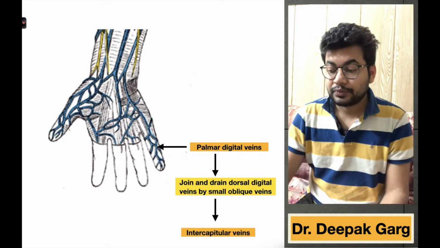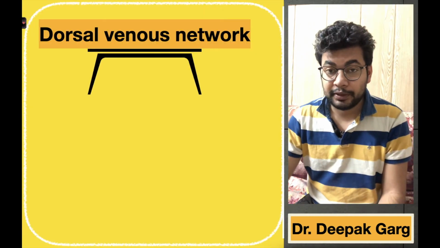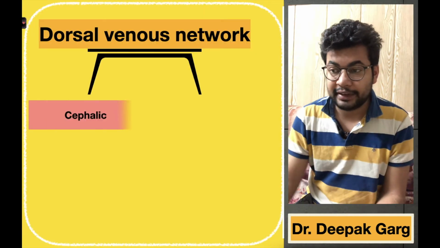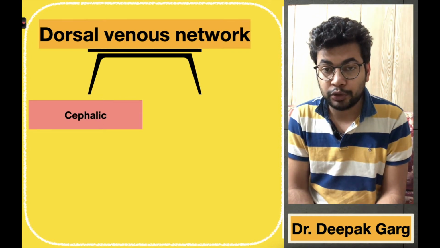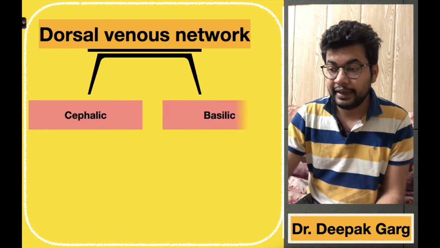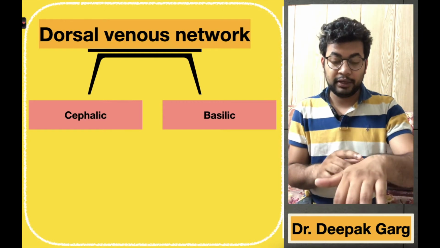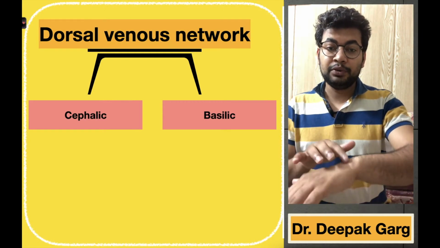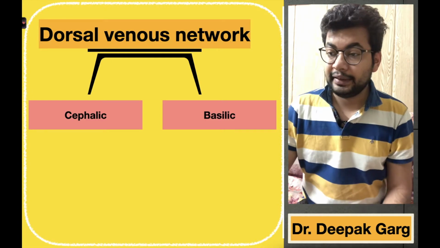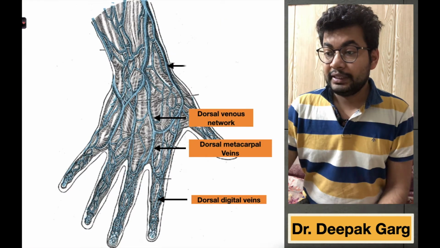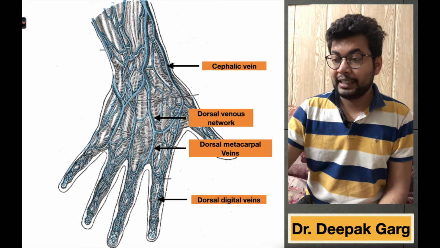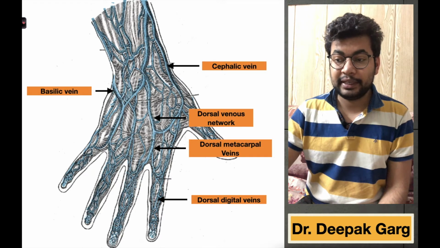Similarly, when we talk about the dorsal venous network, it is mainly draining into two veins, the cephalic vein and the basilic vein. On the lateral aspect they are draining into the cephalic, and on the medial they are draining into the basilic vein. So we can see that on the lateral aspect there is a cephalic vein, and on the medial aspect there is a basilic vein.